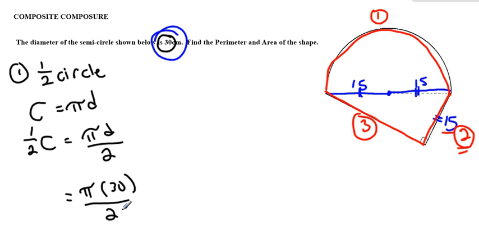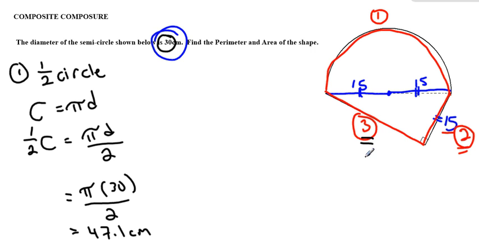In my calculator, I'm going to use the pi button. Pi times 30 divided by 2. So the answer is 47.1 centimeters. So now I know that the length of the first part of the perimeter, this semicircular path, is 47.1, and I know that the second piece is 15 centimeters.